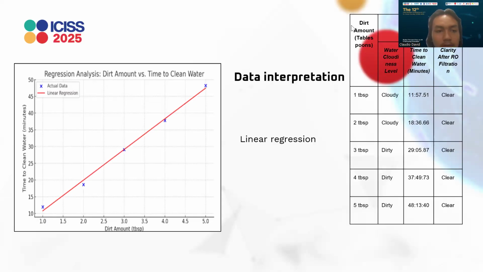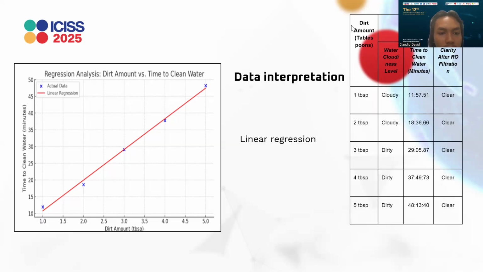Next will be the regression analysis and also the data interpretation that we've conducted from the past experiments. Actually, we can see here from the left side that we use tablespoons to conduct experiments, and the left one is the time of completion, and blue is the actual data between the time and also the density of the dirt. You can see here it's actually going as a linear regression.